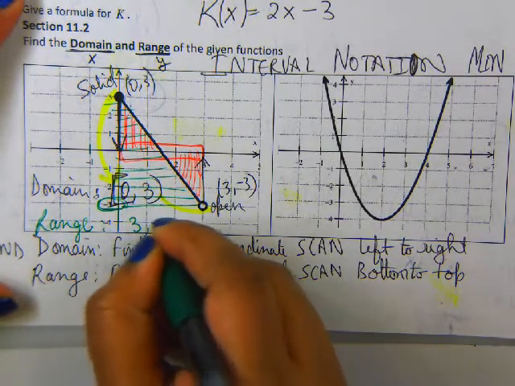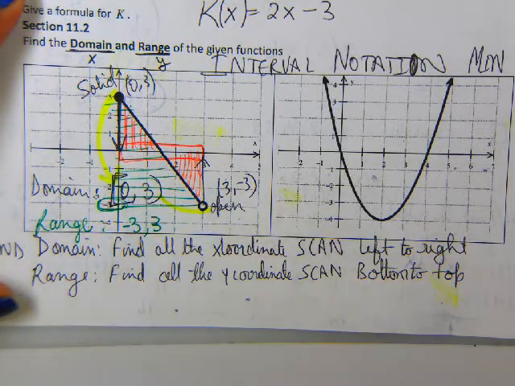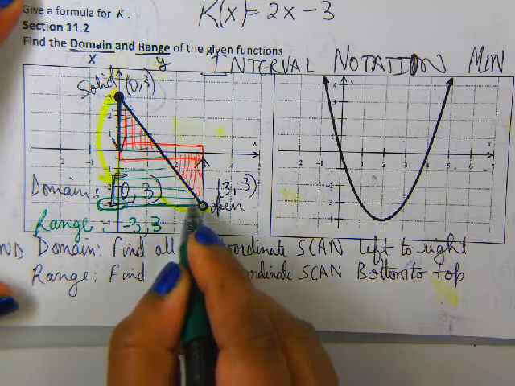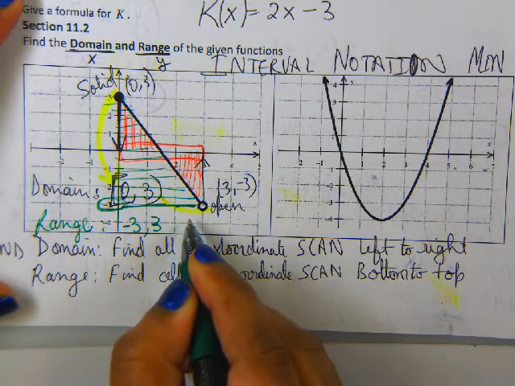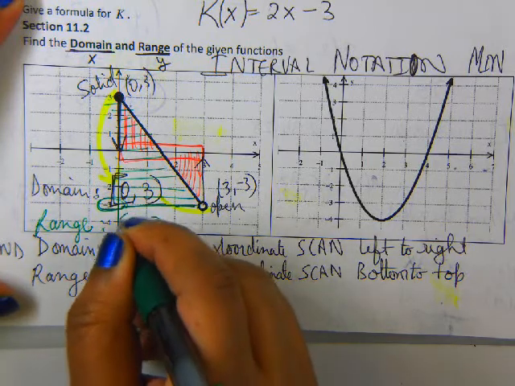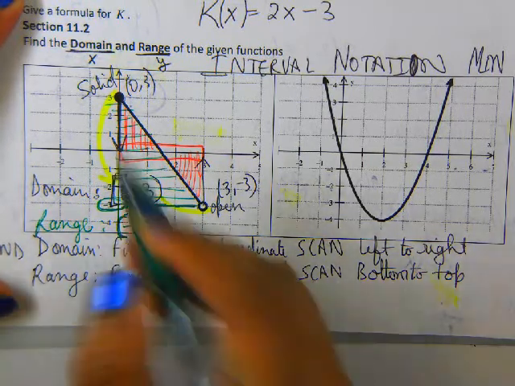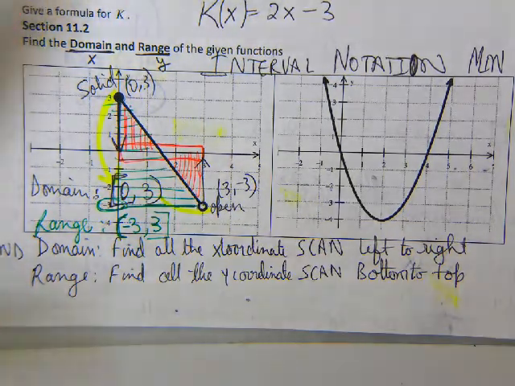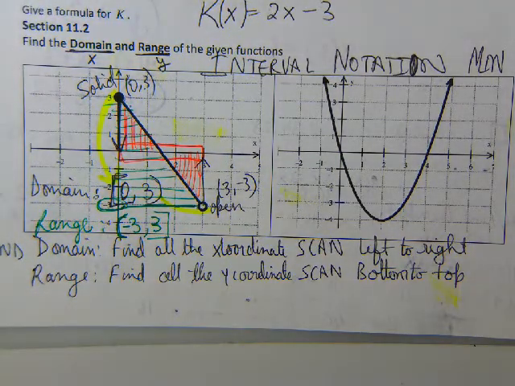If you look at the association, negative 3 is associated with what? Open, so it should be parentheses. And look at the 3, it is associated with a solid, and that's why the bracket. If anybody has any question. So class, give it a try. Those who are done with this one, give it a try on the next graph.